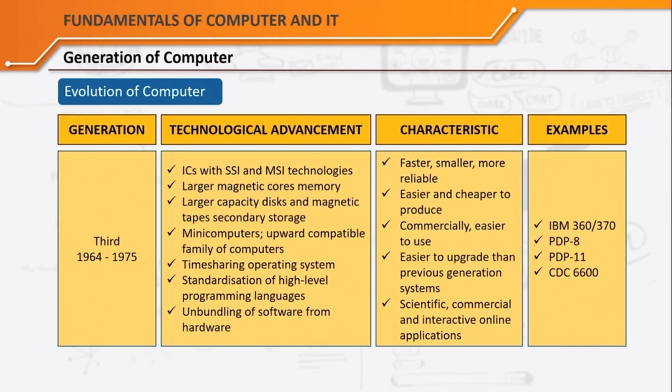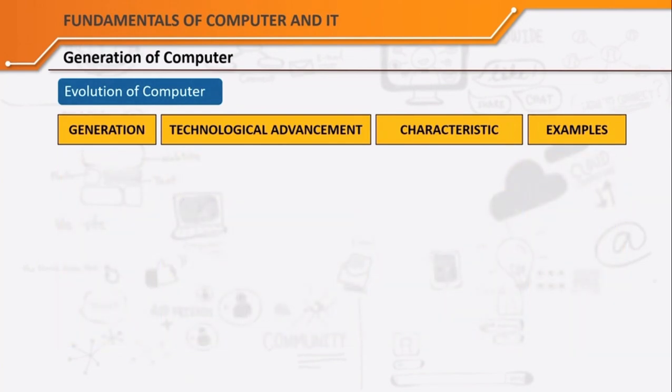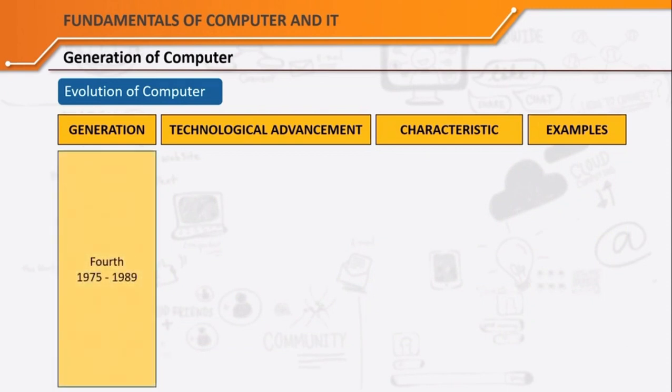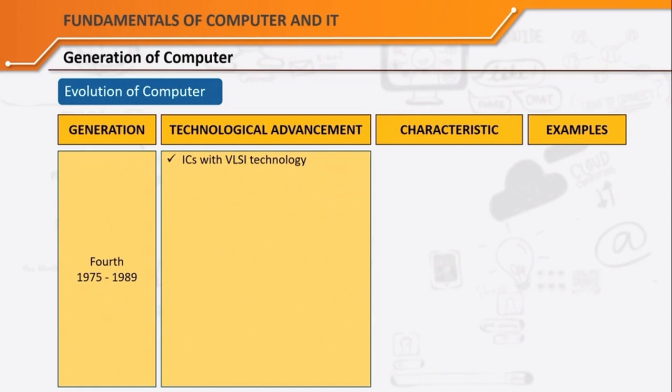Now we'll come to the next generation computer, which is your fourth generation computer. In the fourth generation, the time period started from 1975 and it closed at 1989. The major advancement which took place in the fourth generation computer includes the development of integrated circuits with VLSI technology. This is again a new technology which is included in the integrated circuit. Then we have microprocessors. We have the introduction of semiconductor memory.